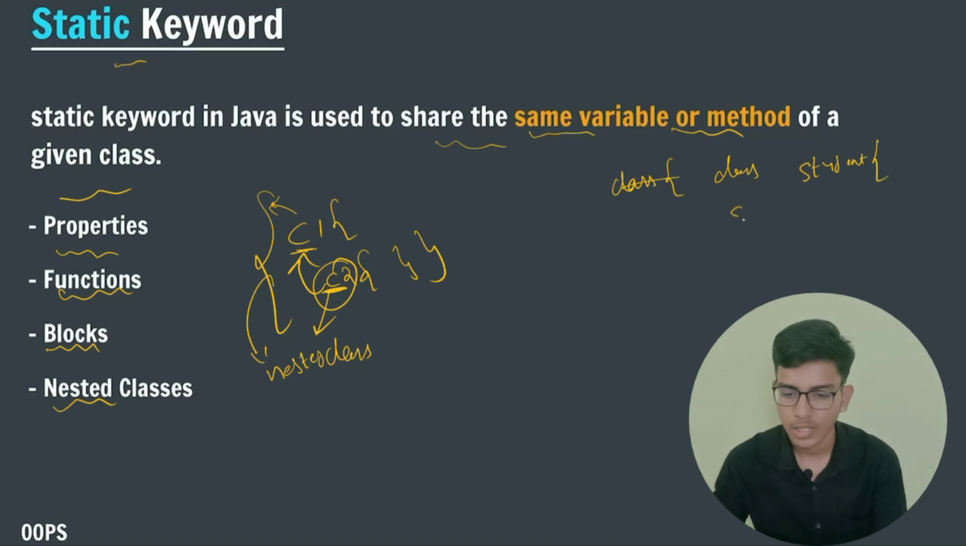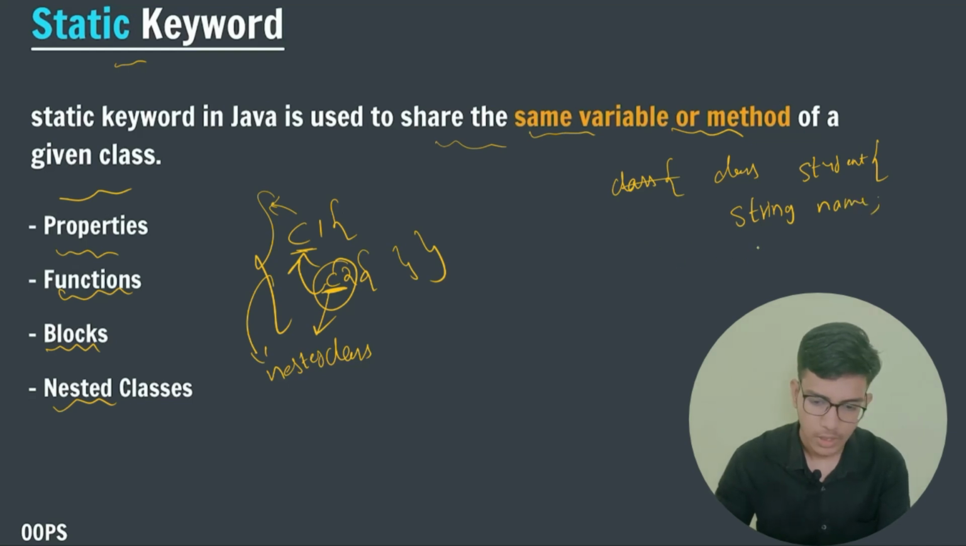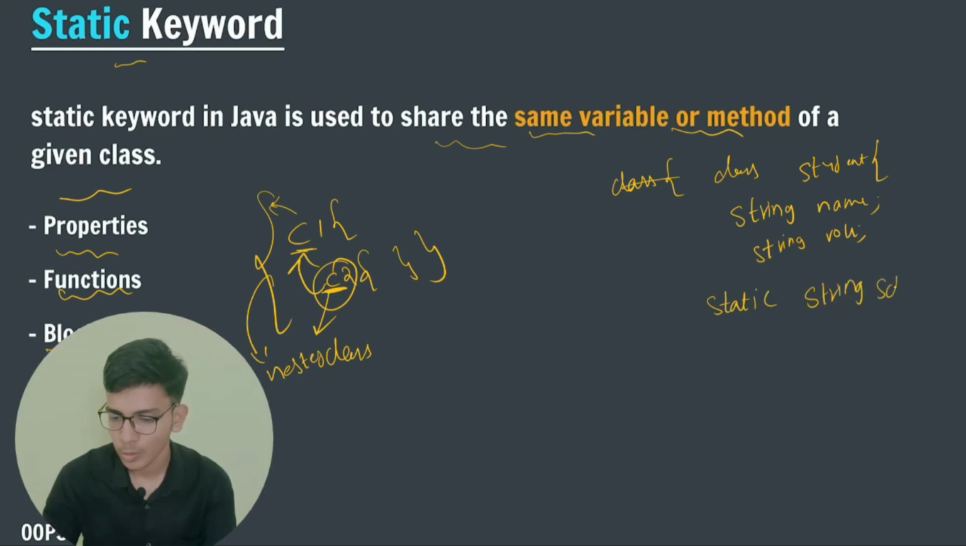In this I am writing string name, after that string roll number, after that static. I am making it as static string school name, right? After that here I am creating a function, that is void set name.